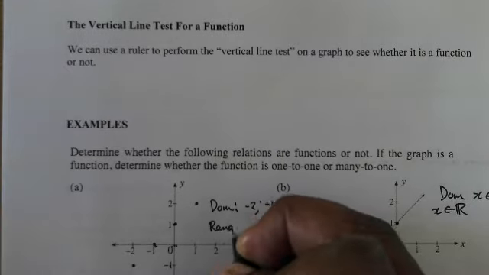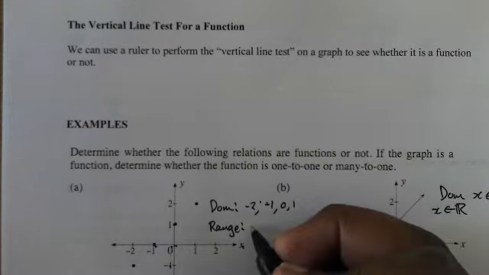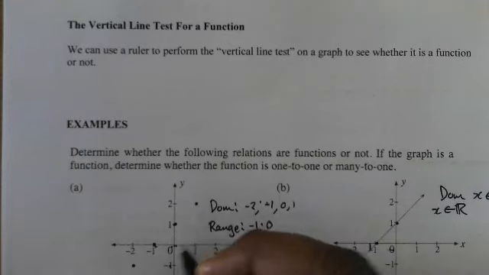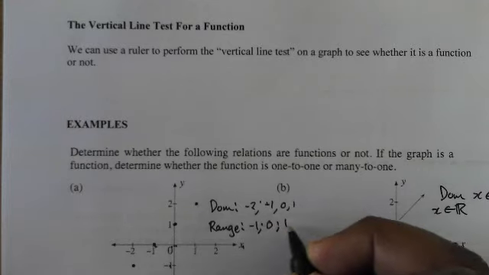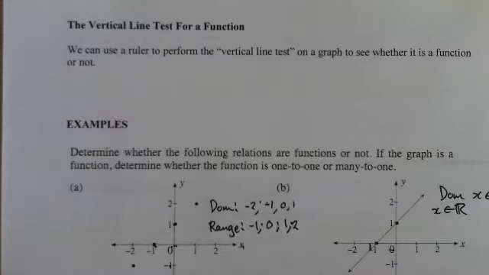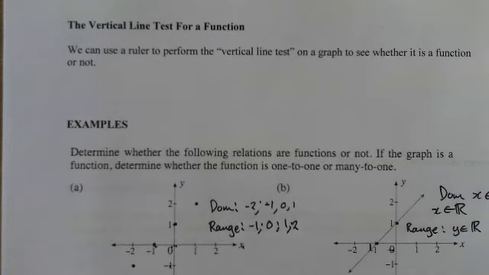Now the range. Let's see the outputs that we have here. We have -1, we have 0, we have 1, we have 2. That's our range. But now with this one, our range, well, y is any real number. So you can basically get any real number from this one.